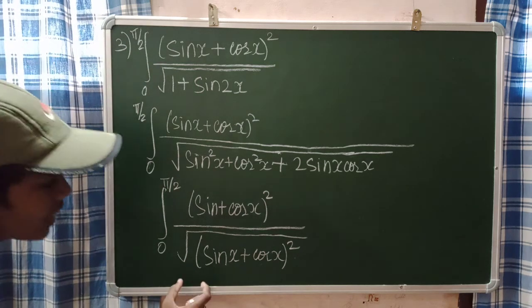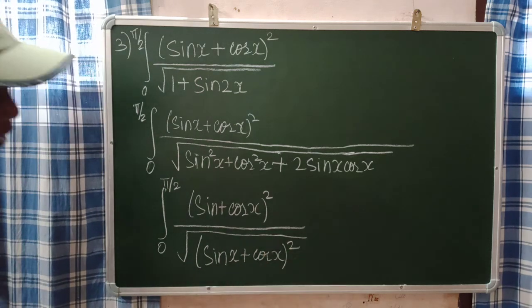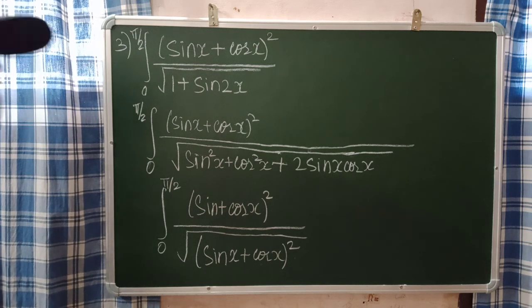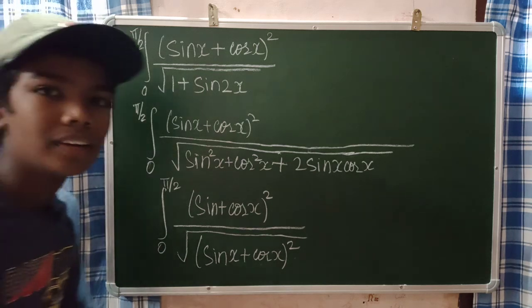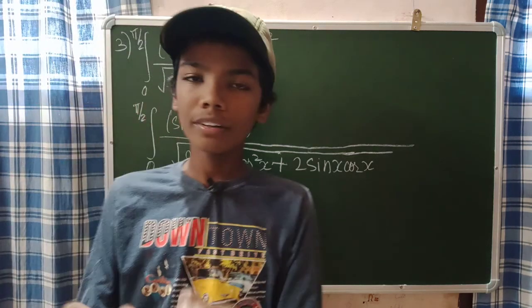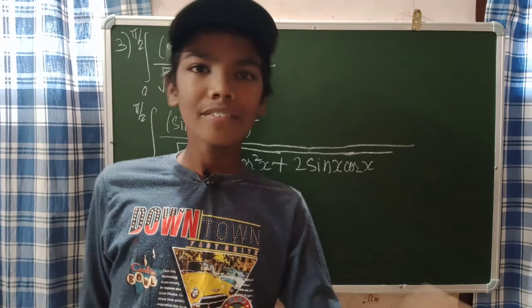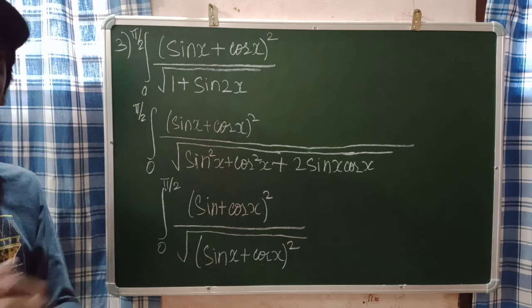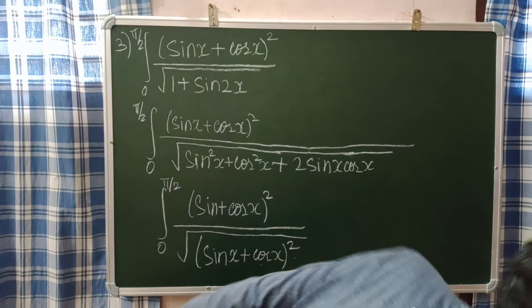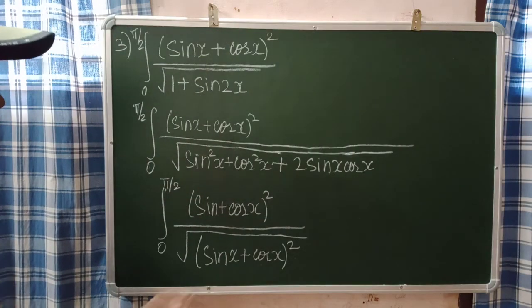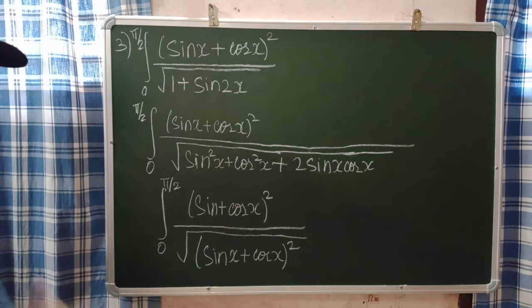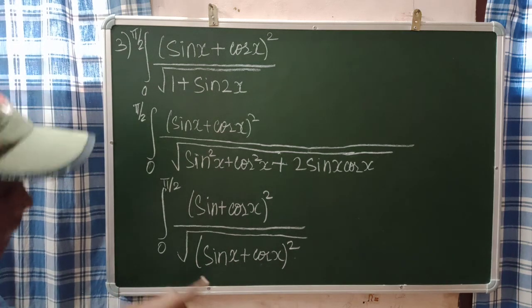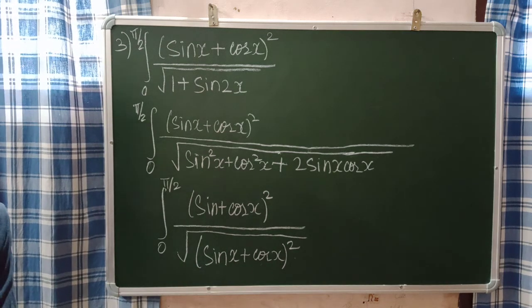Now, root of sin x plus cos x whole square will be nothing but what? Root of x square will be x. So root of sin x plus cos x whole square will be sin x plus cos x. How simple is it, right? That's the beauty you are supposed to know.